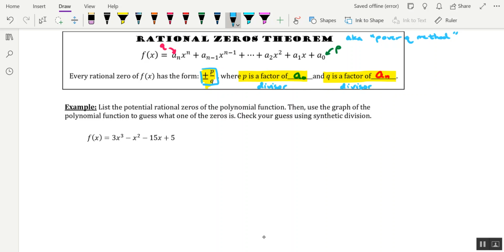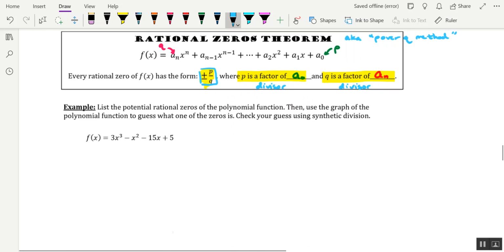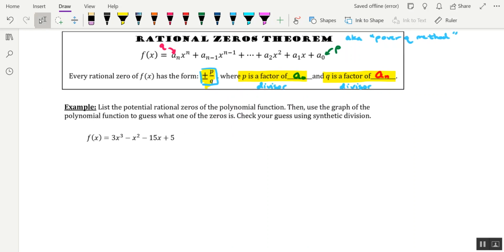So as an application of this, we have an example where it says: list the potential rational zeros of the polynomial function, then use the graph of the polynomial function to guess what one of the zeros is. Check your guess using synthetic division. So let's first start with the list of rational zeros.